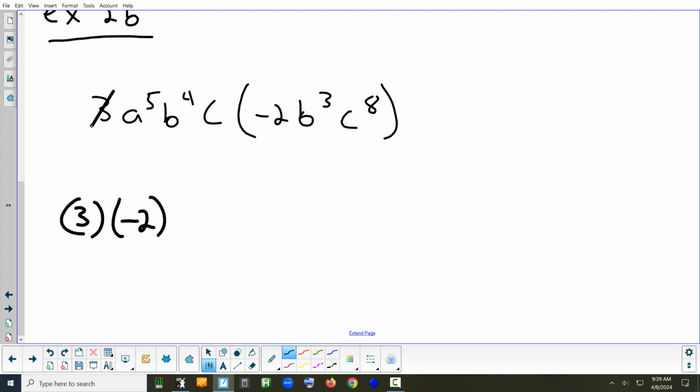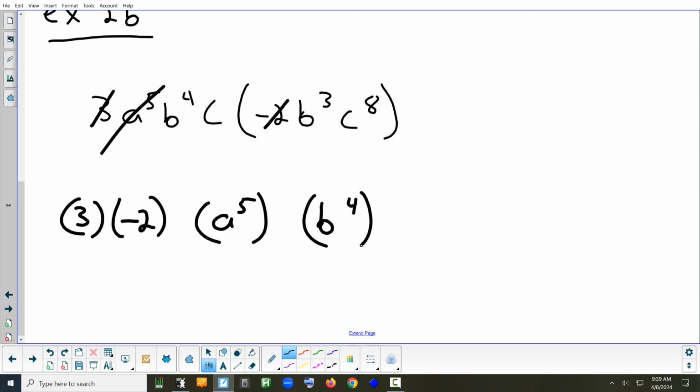Okay, so took care of that. Let's go to the a to the 5th. Anything I can multiply with the a to the 5th from the next set of parentheses? No. Nope, because it doesn't have an a. So we're done with that. Let's go to the b to the 4th. Anything I can multiply with that one? No, wait, the b to the 3rd. B to the 3rd. Yep. Okay, so took care of that.